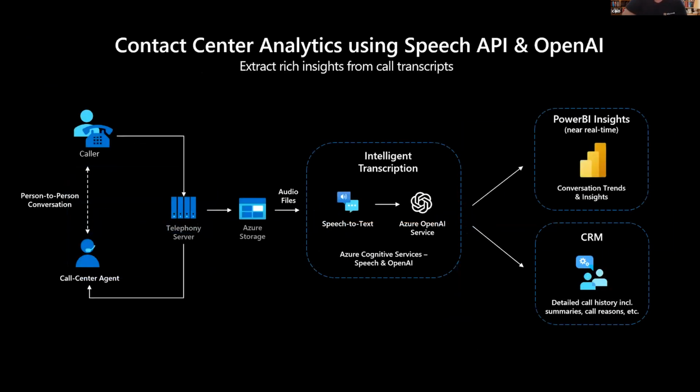Another example is what we call contact center analytics, using the speech AI API and OpenAI. Imagine you have people calling a call center, and you can put these calls into Azure storage, and then use speech to text to transcribe your calls from audio files to text. Then you can use OpenAI to get some insights from that call, maybe the sentiment. You could also find information inside that text. So many things you could do using Azure OpenAI, and then you could visualize that in Power BI, or even send it back to your CRM.